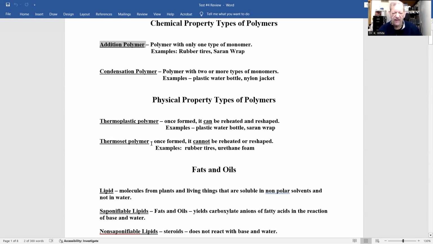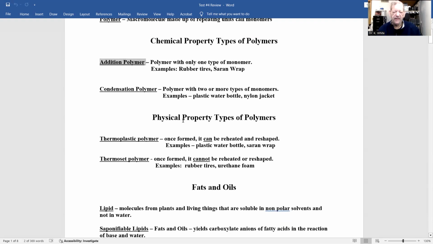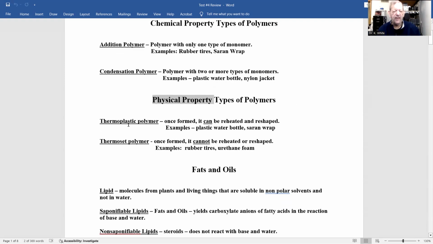All right, the other way of classifying polymers is by a physical property. And the first type is a thermoplastic polymer. You should know that a thermoplastic polymer, once formed, can be reheated and reshaped. An example of this is my plastic water bottle or saran wrap. In other words, you can recycle it.